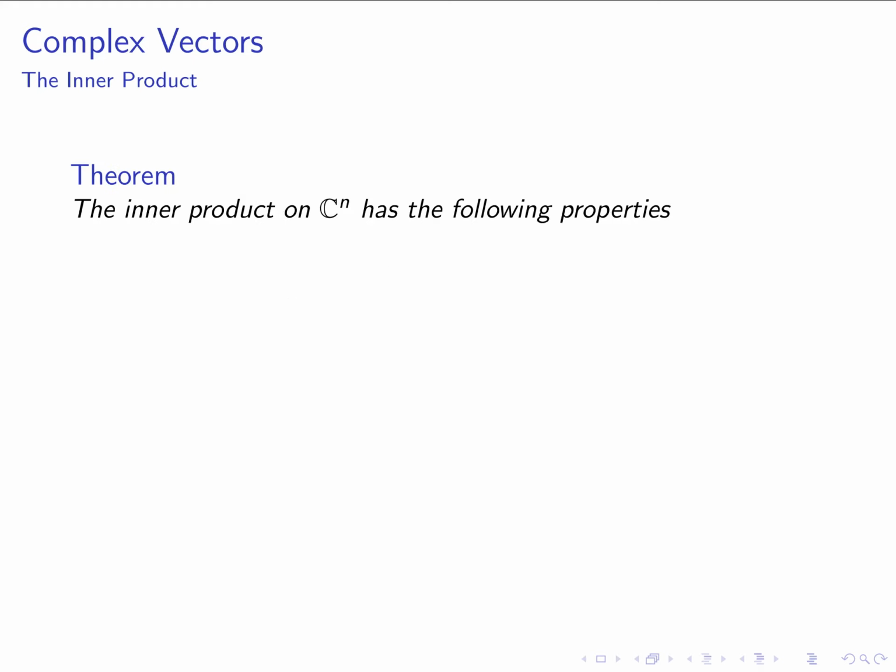Okay, so how does the inner product behave? The inner product has the following properties. It is complex valued, which means that if we take the inner product of any two vectors, we always get a complex number. Remember, this doesn't exclude the possibility of our inner product being a real value, because every real number is also a complex number. This just means that sometimes we might get an output after taking an inner product that's not a real number.